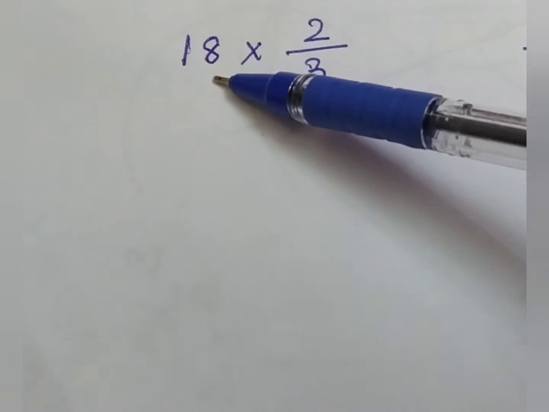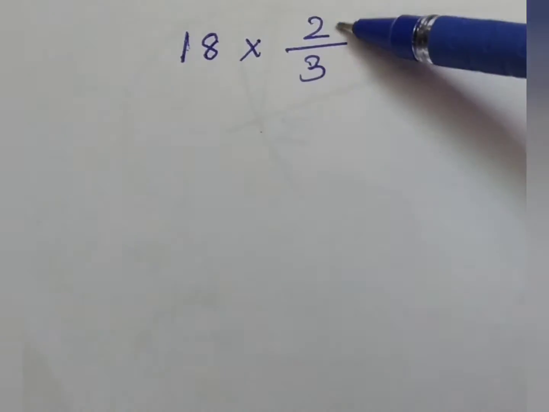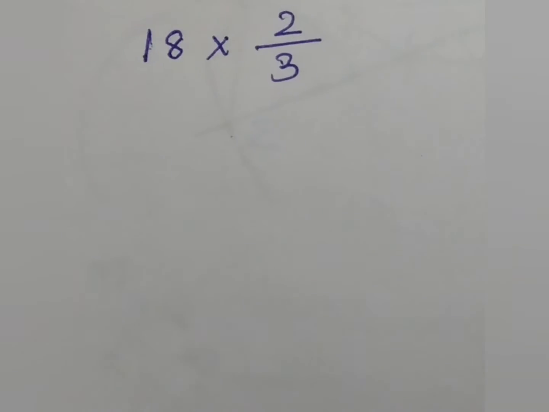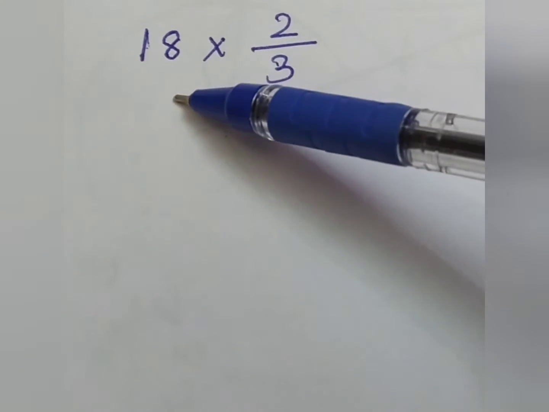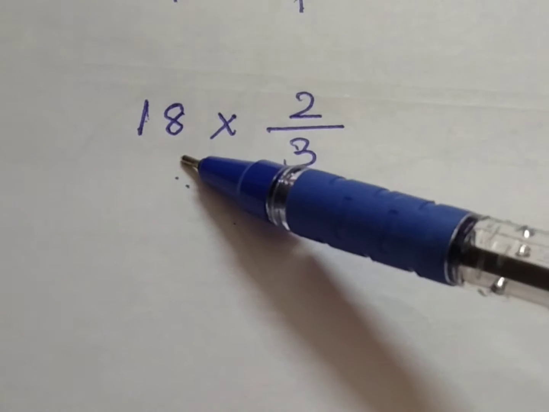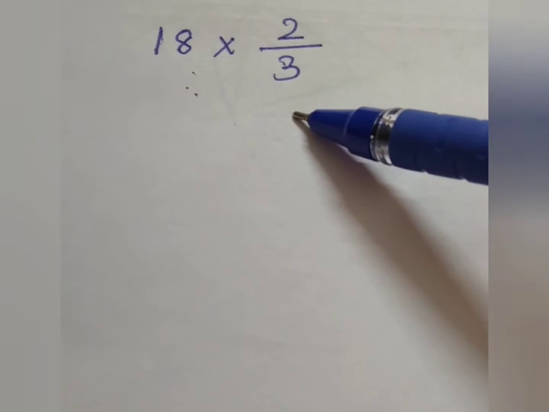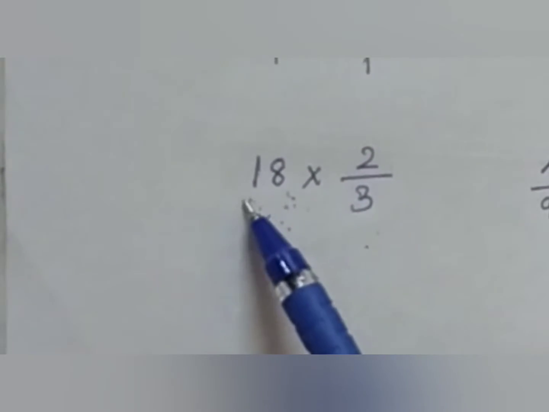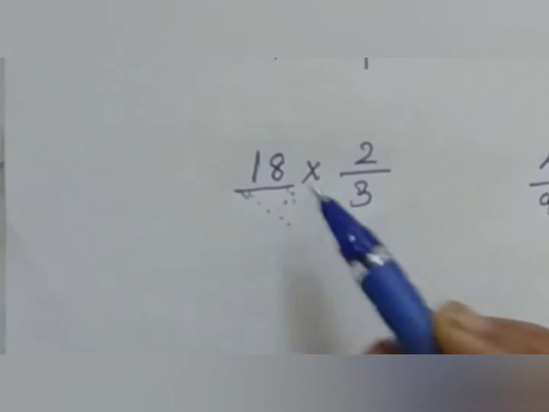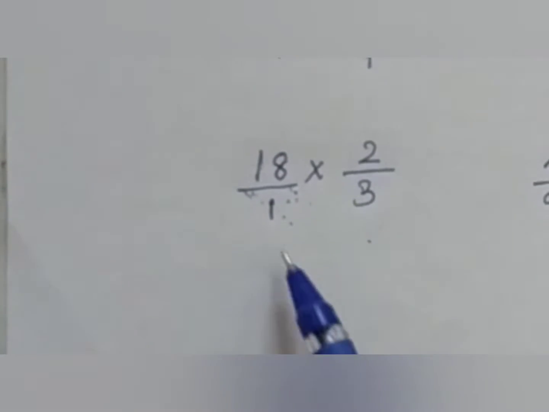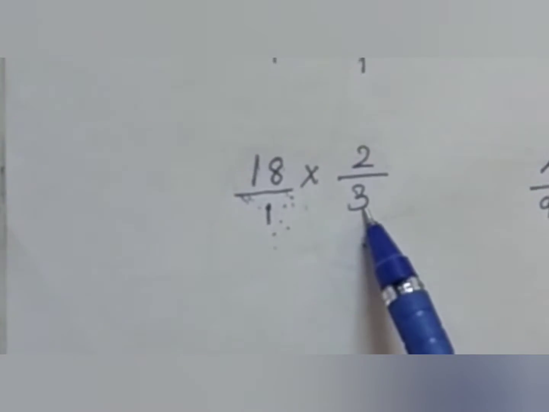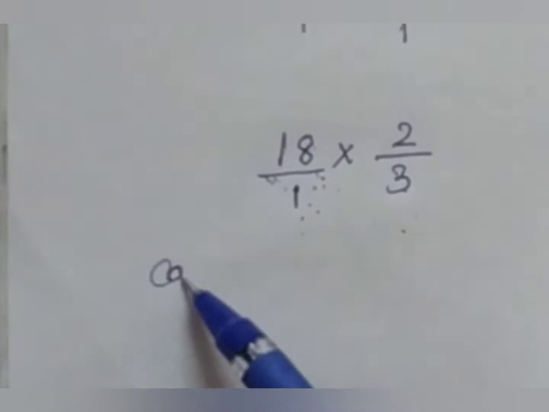Our first question is 18 into 2 by 3. Here 18 is a whole number and 2 by 3 is a fraction. How to multiply this? There is a property that any whole number can be written as a fraction with denominator 1. So now 18 became 18 by 1. Now the fraction is 18 by 1 into 2 by 3.